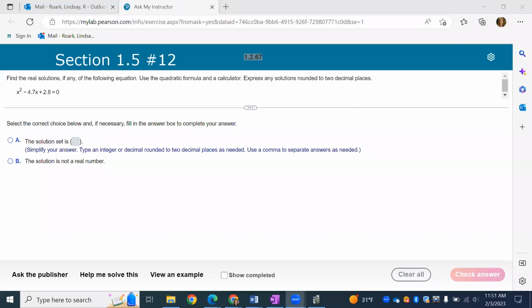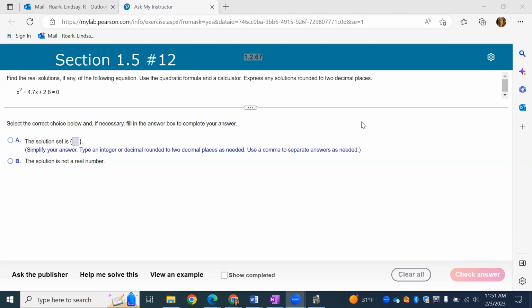Hello, I am going to make this video that covers one of the questions from the college algebra homework. This would be from section 1.5. Section 1.5 covers all the different ways to solve quadratics. We start with factoring, and then there's also the square root property, and then there's also the quadratic formula.